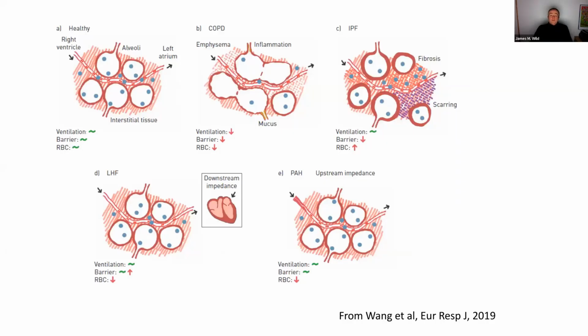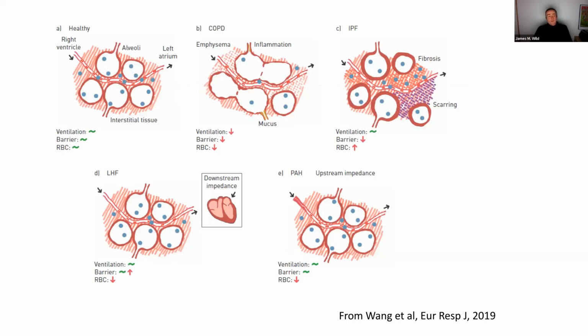This cartoon, again from Duke University, really tries to summarize what these xenon imaging metrics tell us. Ventilation is the driving force. That's how we get xenon into the lungs. But after that, it's a passive process of diffusion, and we see increases or reductions in the barrier signals.